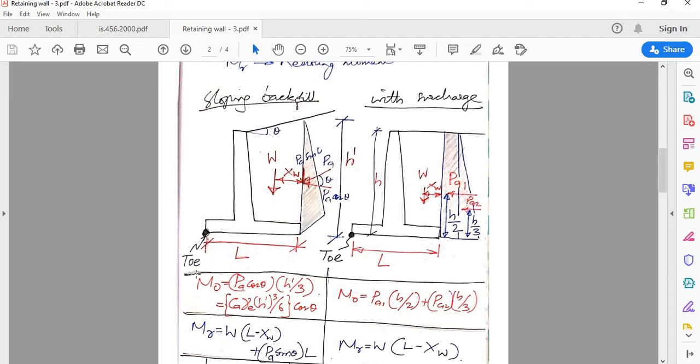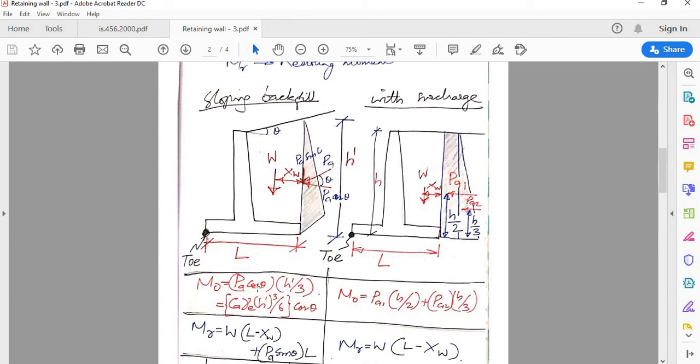So MO, or overturning moment, is nothing but horizontal component of active earth pressure, PA cos theta, into h dash by 3. So h dash is the total height here. H dash by 3 is this height, which is the centroid of the triangle.